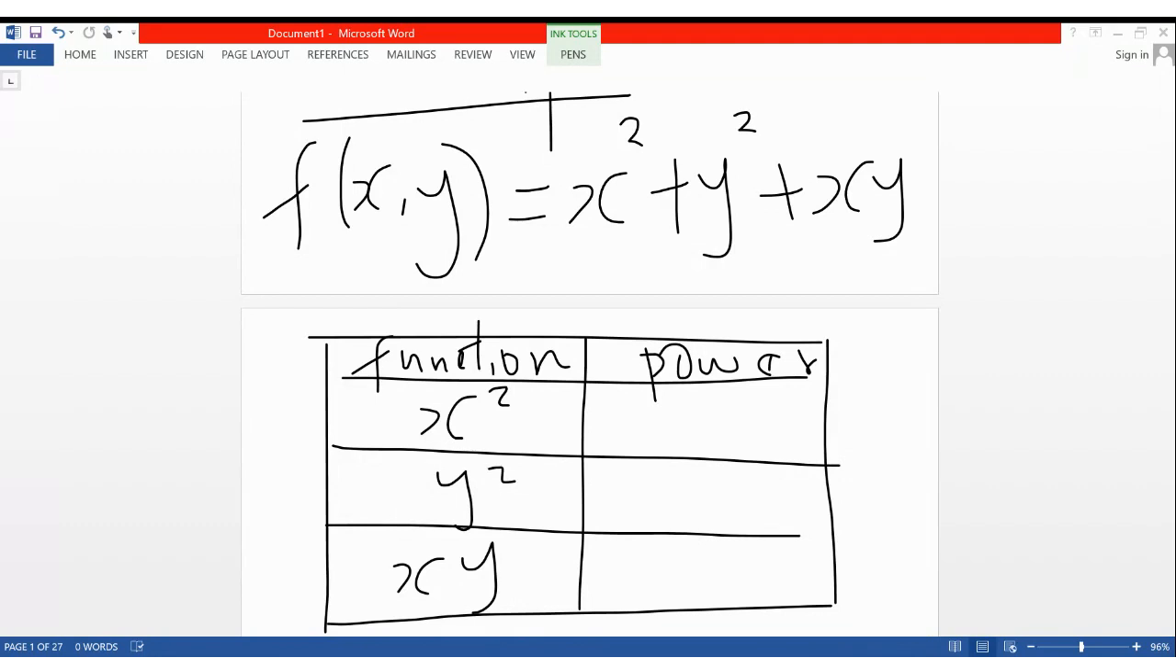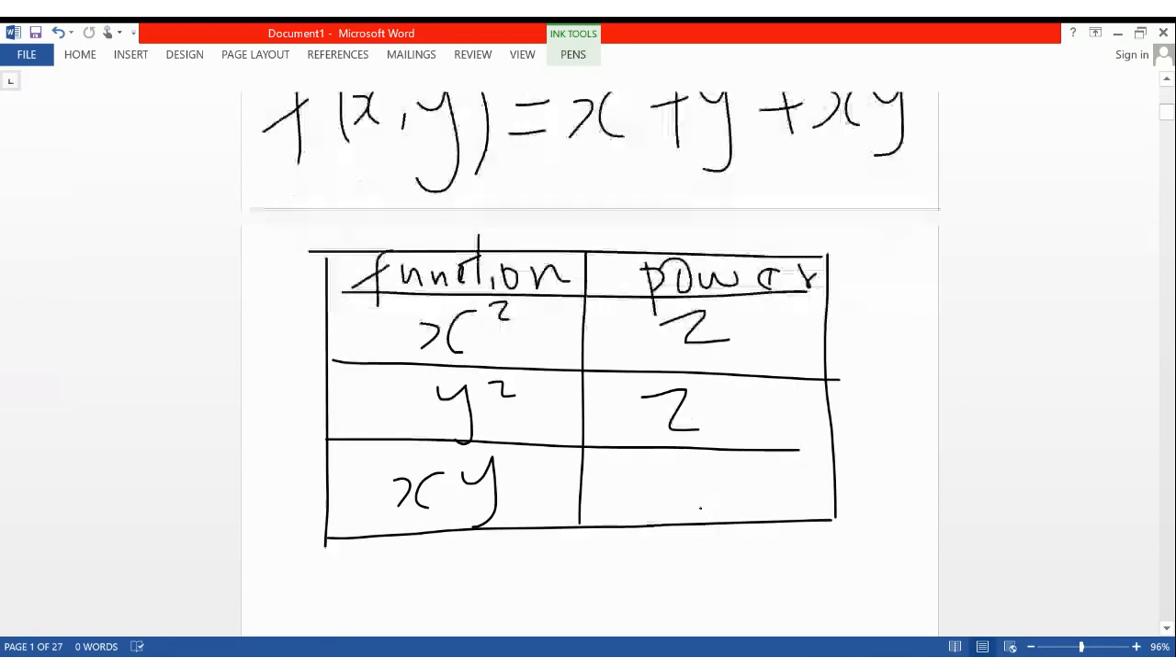Someone has written, so I'll go with that answer quickly. That is power 2, so that's correct. Let's now go to xy. The x is of power 1 and the y is of power 1, so the total power will be 1 plus 1, which is 2. We are adding the powers using the laws of indices, so we still have power 2.